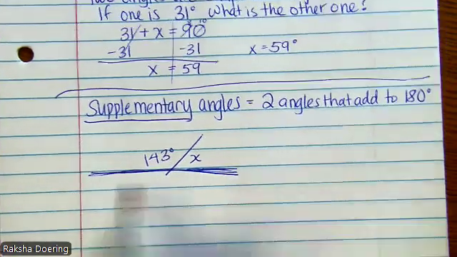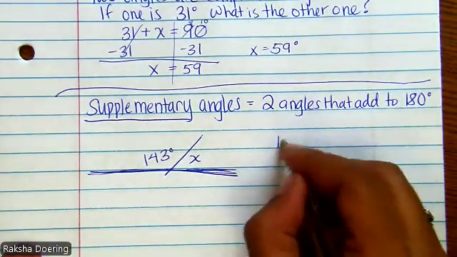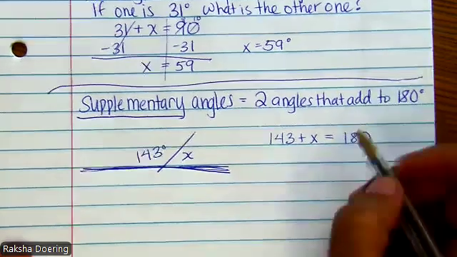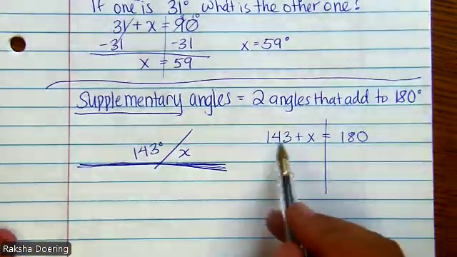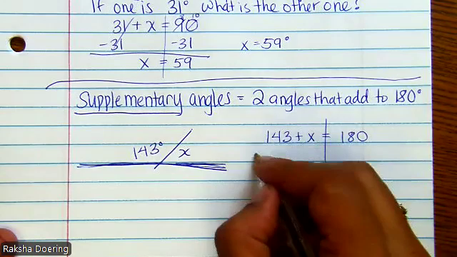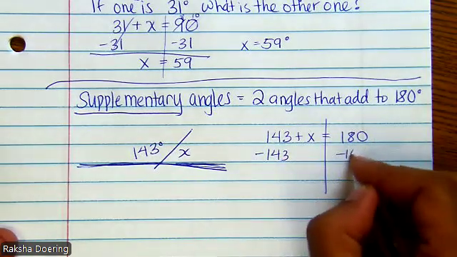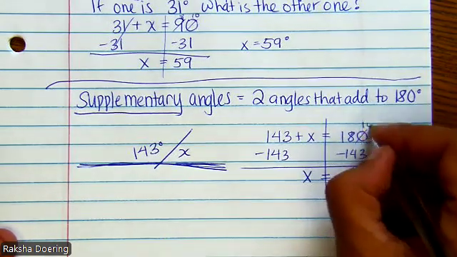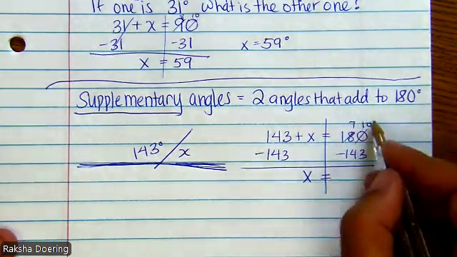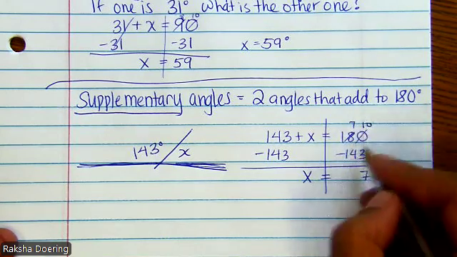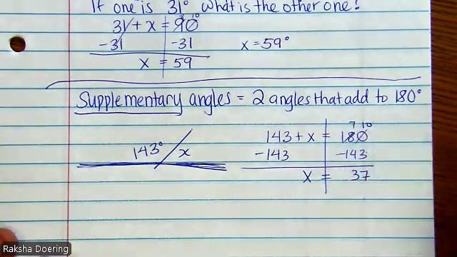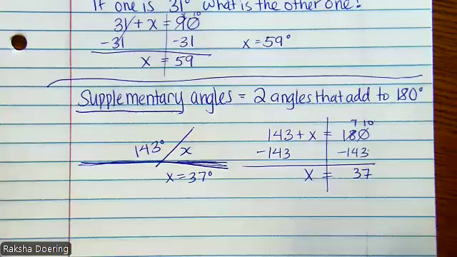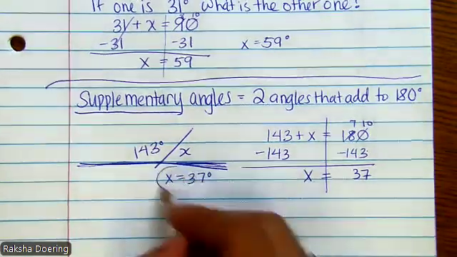And so to solve that, I could first write an equation saying 143 plus x equals 180. And then I'll draw a line through my equal sign. And then I subtract the 143 from both sides. So I subtract 143, subtract 143. Here I get x equals, here I have to borrow. So this becomes 10, that becomes 7. So 10 minus 3 is 7, 7 minus 4 is 3, and 1 minus 1 is 0. So I get 37, which means this angle here would be 37 degrees.